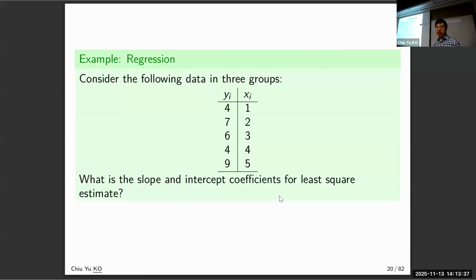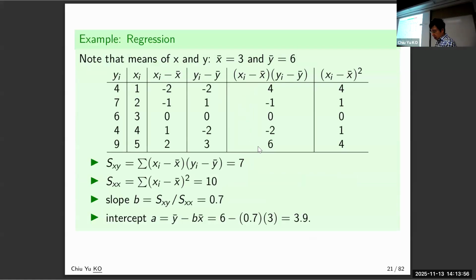Okay. So let me go into this example. We have data Y: 4, 7, 6, 4, 9, and X: 1, 2, 3, 4, 5. And how do we calculate the slope and the intercept? We do it using this table that you construct. So this is all the Y and this is all the X.